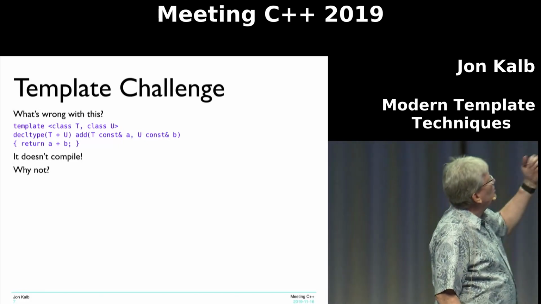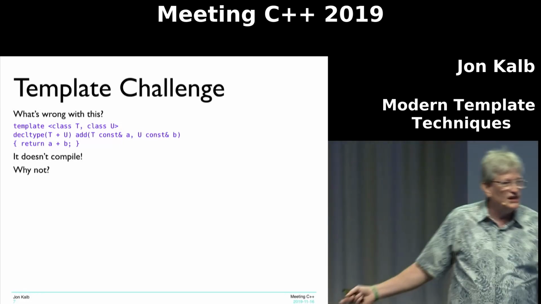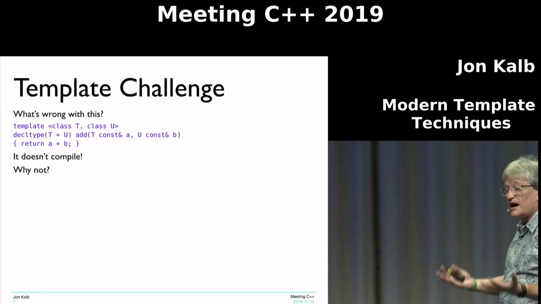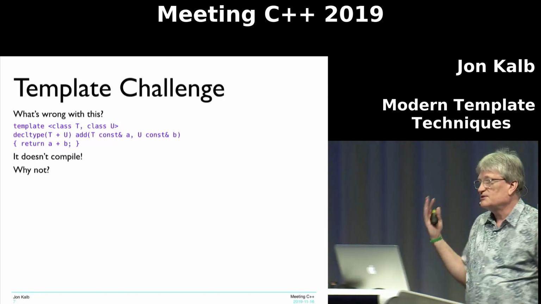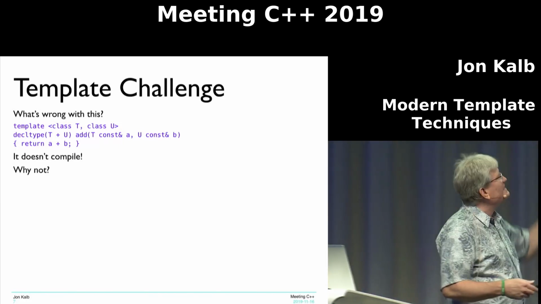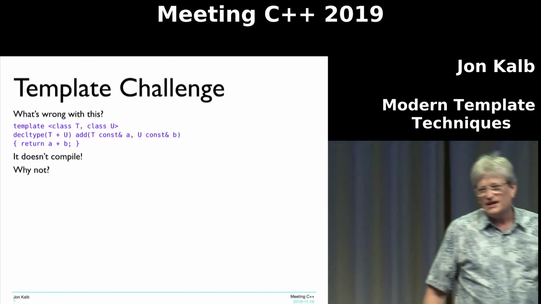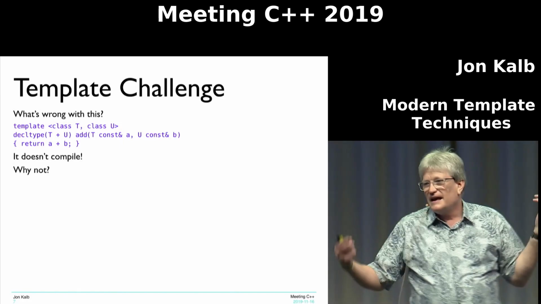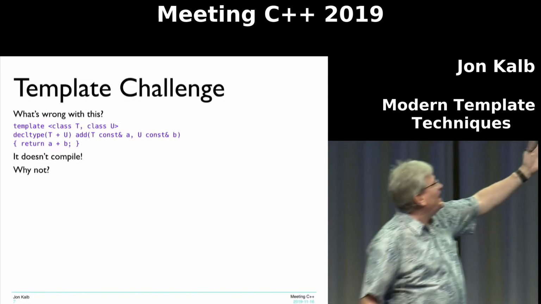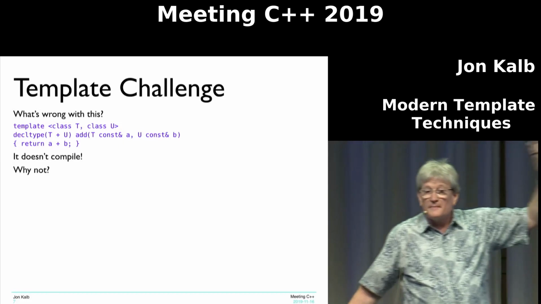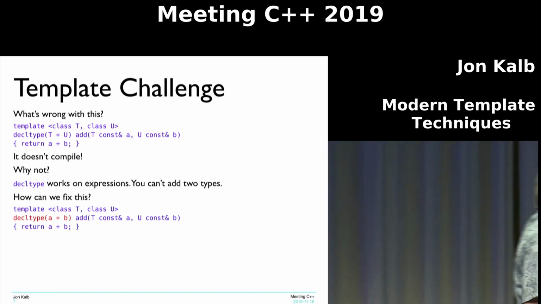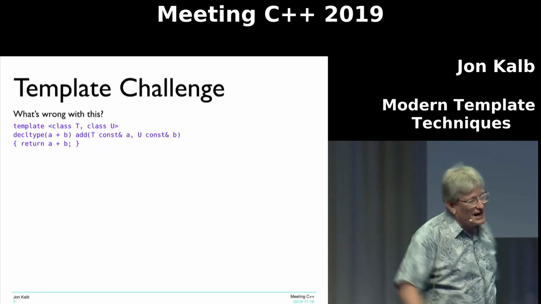Right. So decltype requires an expression, and T and U are not values, they are types, and so we can't add the types together. So what is it that we need to say instead of T plus U? What do we need to say? Well, we'll get there. What? A plus B, right. So we make that A plus B. Okay, now we're good, right?